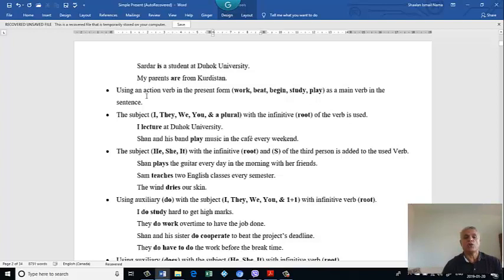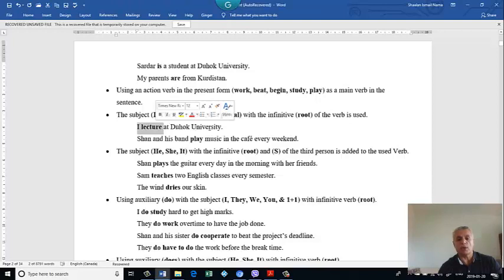Sometimes we use an action verb in the present form, for example, work, begin, study, plan as a main verb in the sentences. With the subject I, they, we, you, and a plural subject, then we use the infinitive, the root of the verb. For example, I lecture at the Hawk University. Shan and his band play music in the cafe every weekend.